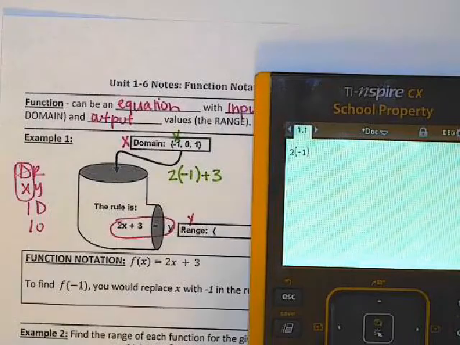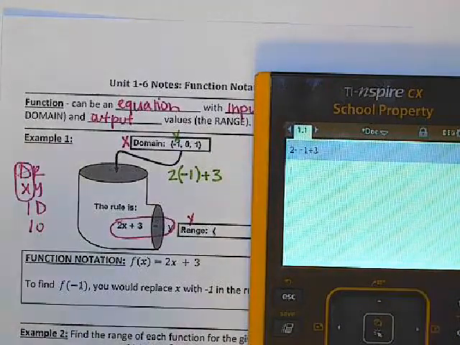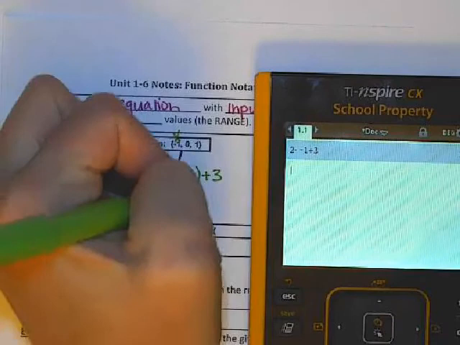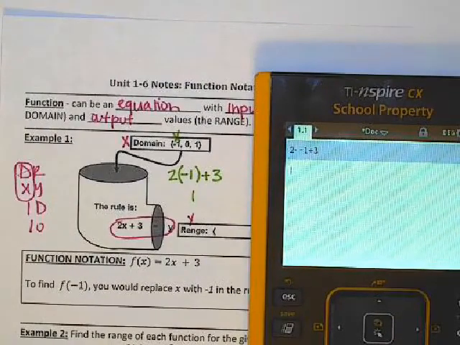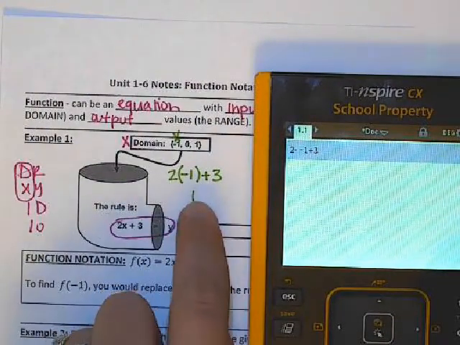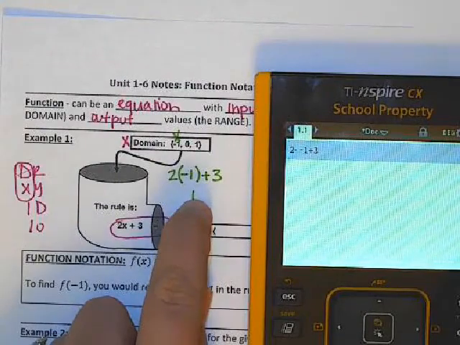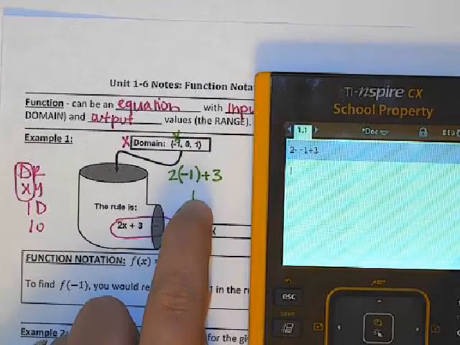I've got a plus sign, and then I have a 3. Can you close that? Thank you. Okay? And when I hit enter, what do we get? 1. So right underneath, I'm going to put a 1 there, because that's my answer. Now, 1 represents what? It's representing the y.